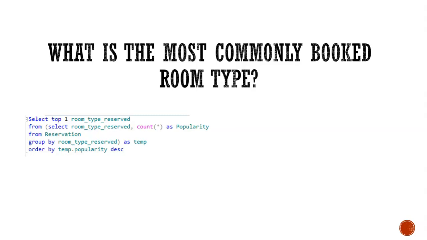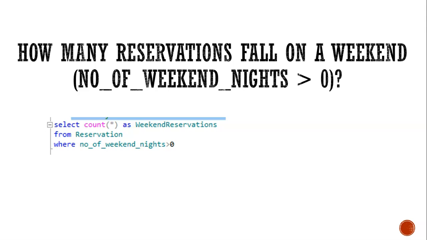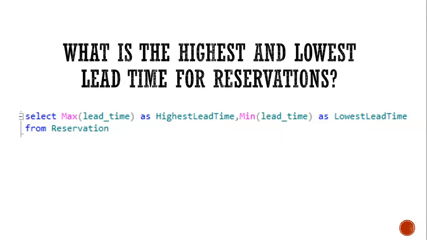Popularity of each individual room type reserved was calculated, and this was my result. Okay, then we have how many reservations fall on a weekend, which means number of weekend nights greater than or equal to 0. So again, just simply selecting from the table and counting them using the aggregate count function, and this was the result.